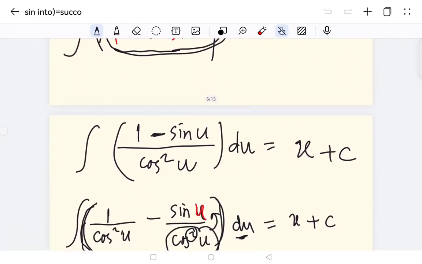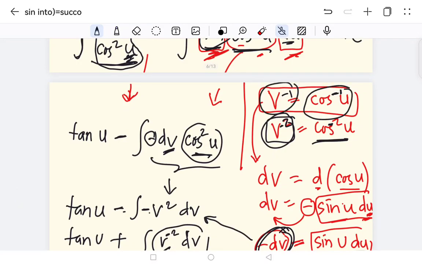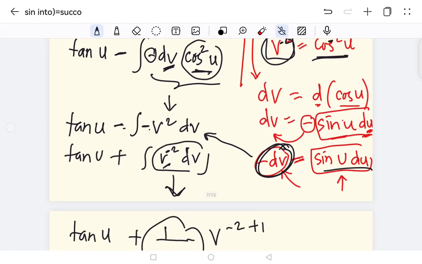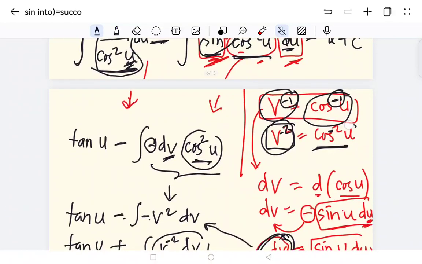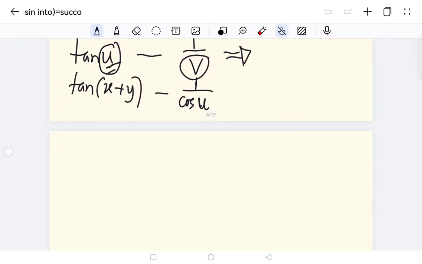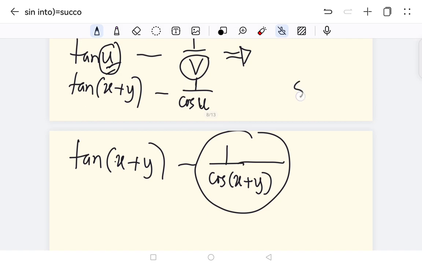And the other one, v to the power negative 1 is cos to the power negative 1. So if this is positive, this must be positive. So this is tangent of x plus y minus 1 over cos u. Who is u? x plus y. So tangent of x plus y minus 1 over cos of x plus y. But 1 over cosine is actually secant.